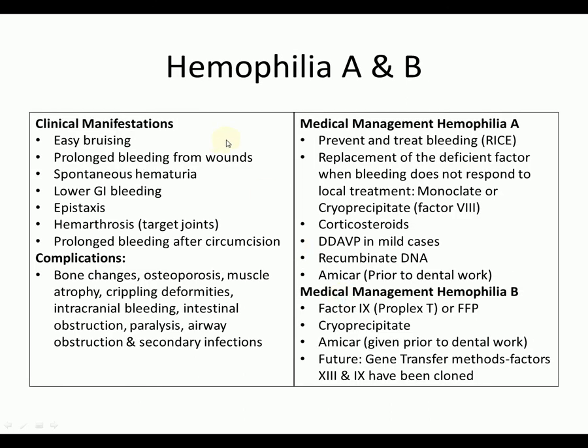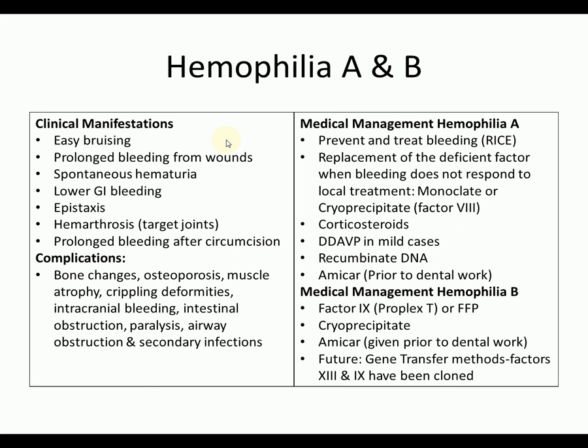Hemophilia A and B, your clinical manifestations are easy bruising, prolonged bleeding from wounds, spontaneous hematuria, lower GI bleeds, epistaxis, hemarthrosis in target joints, prolonged bleeding from circumcisions. Your complications can be bone changes, osteoporosis, muscle atrophy, crippling deformities, intracranial bleeding, intestinal obstruction, paralysis, airway obstruction, and secondary infection.